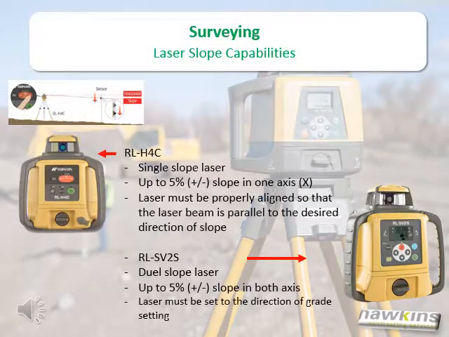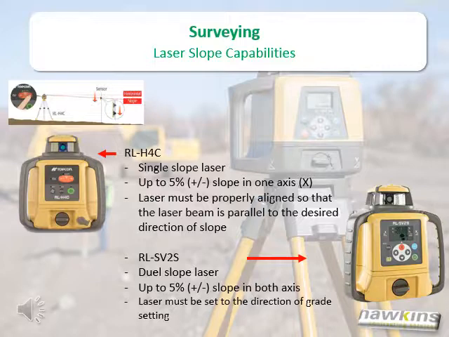Laser slope capabilities. These are the two lasers we most commonly have at Hawkins Contracting. The RL-H4C with no screen is a single slope laser. It'll slope up to 5% negative or positive in only one axis. Laser must be properly aligned so that the laser beam is parallel with your desired direction of slope.